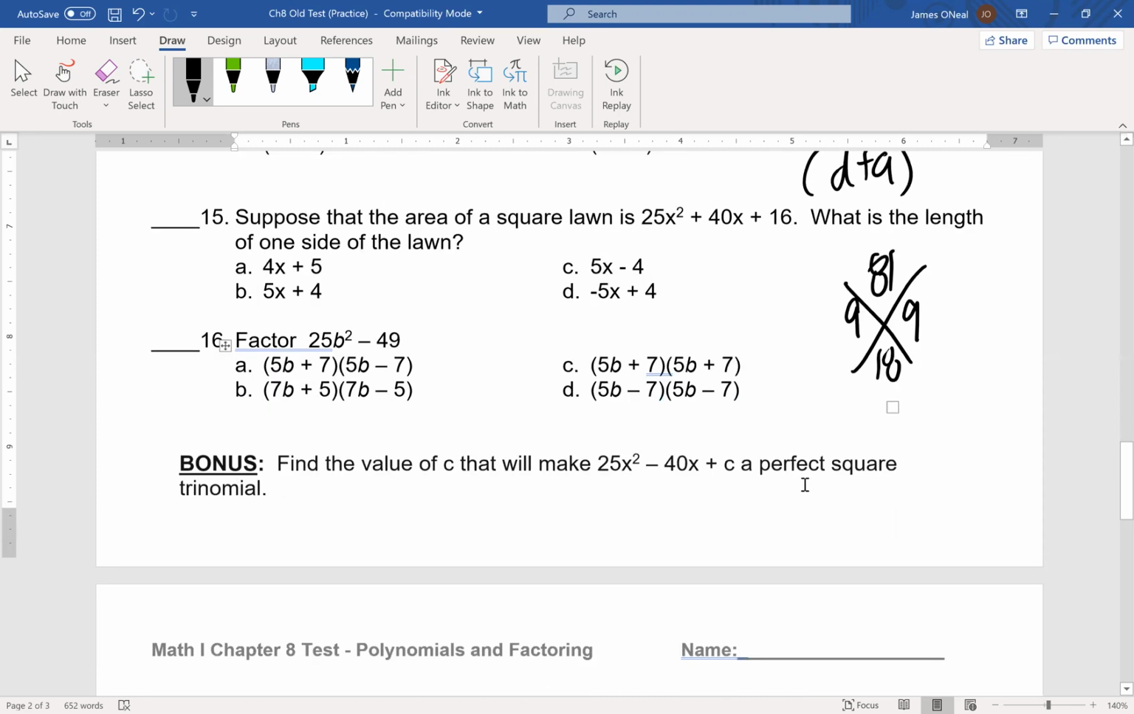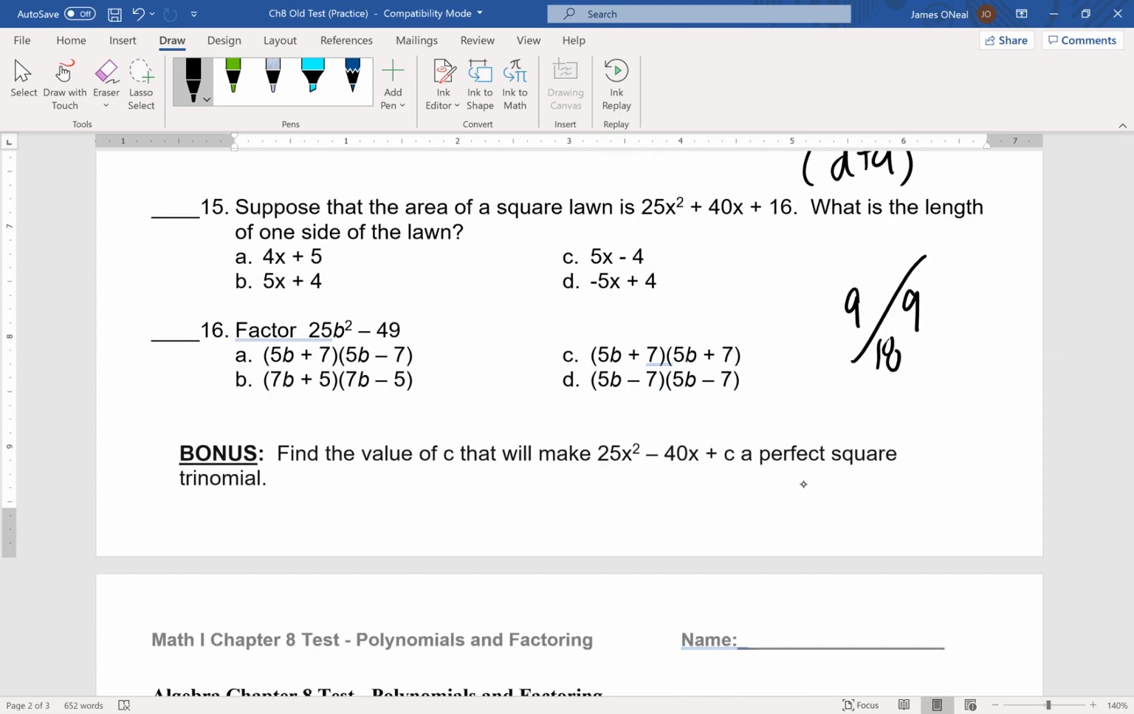And then number 15. I forgot I'm recording this. Number 15. Suppose that the area of a square lawn is 25x squared plus 40x plus 16. What is the length of one of the side of the lawn? Y'all, this is a square lawn. Square lawn, right? I need y'all to visually understand this.